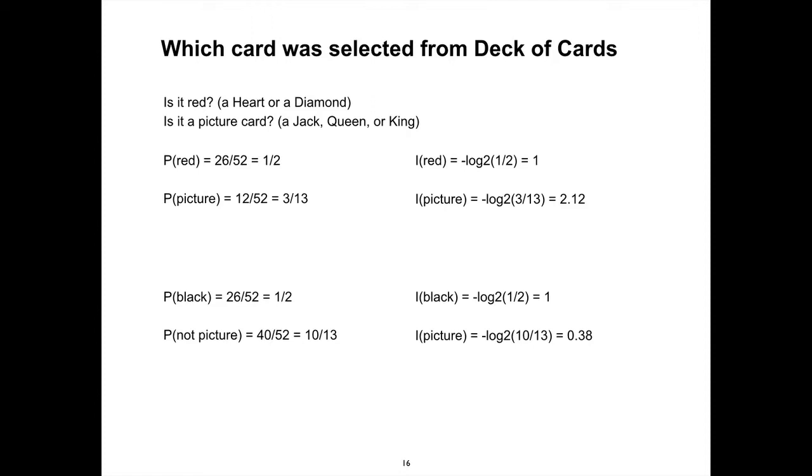So we can look at this in this example. We have a deck of cards, right? There's 52 cards, and again, we're going to play the 20 questions game, and someone's going to select a card, and you guess which one it is, right? And so here are two possible questions we can ask. Is it a red card or not? Another question is, is it a picture card, right? Meaning the jack, queen, or king. And then we can ask, well, which question would be better to ask first?